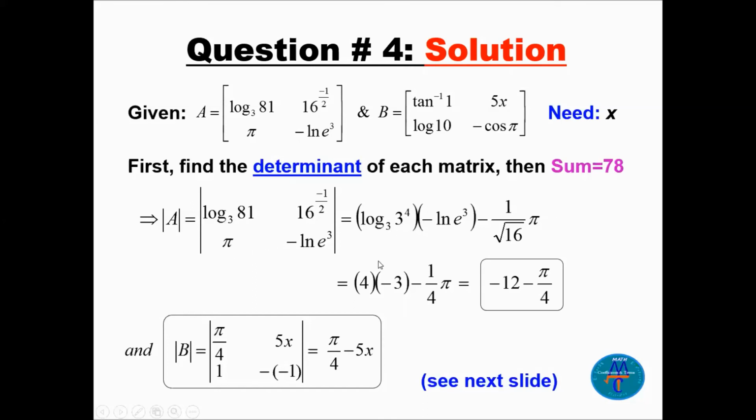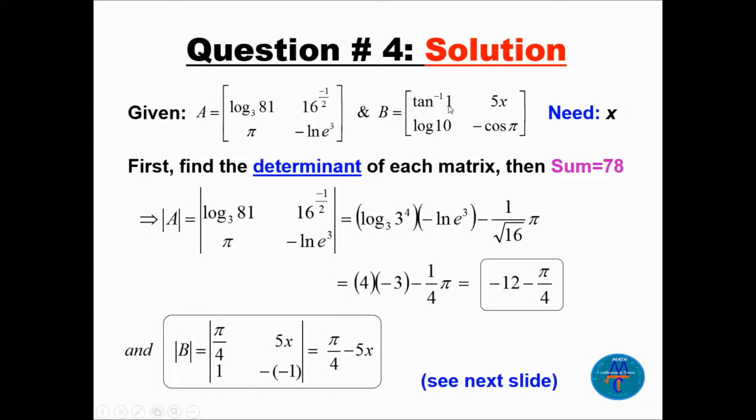This one is 3 by the properties of logarithm, and there is a minus, so it's minus 3. Square root of 16 is exactly 4, multiplied by pi. So when you simplify the numbers here, minus 12 minus pi over 4. Leave it, that's a real number. This is the determinant of A. Now let's go to B.